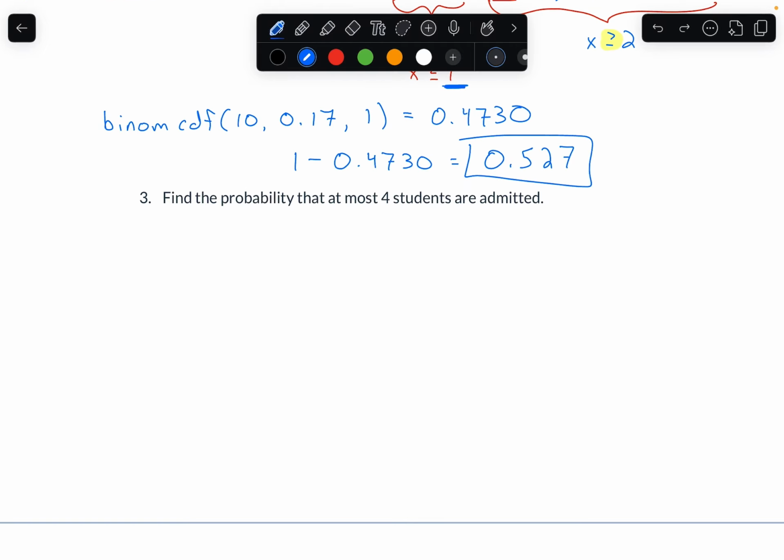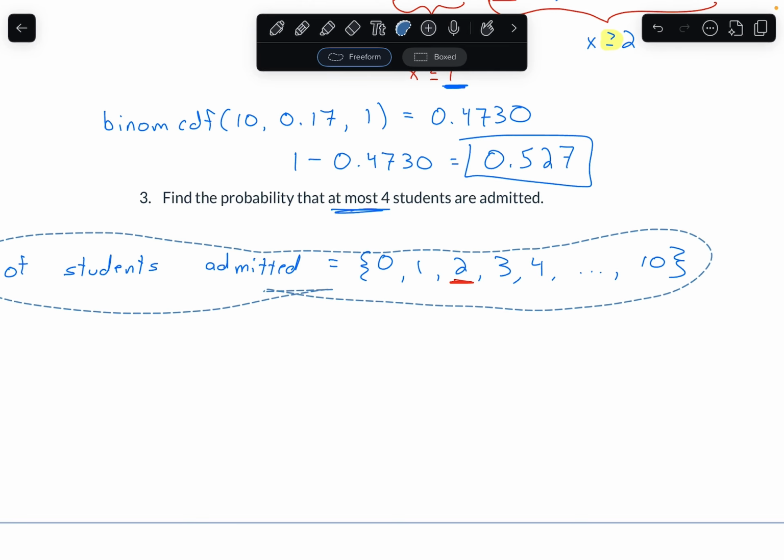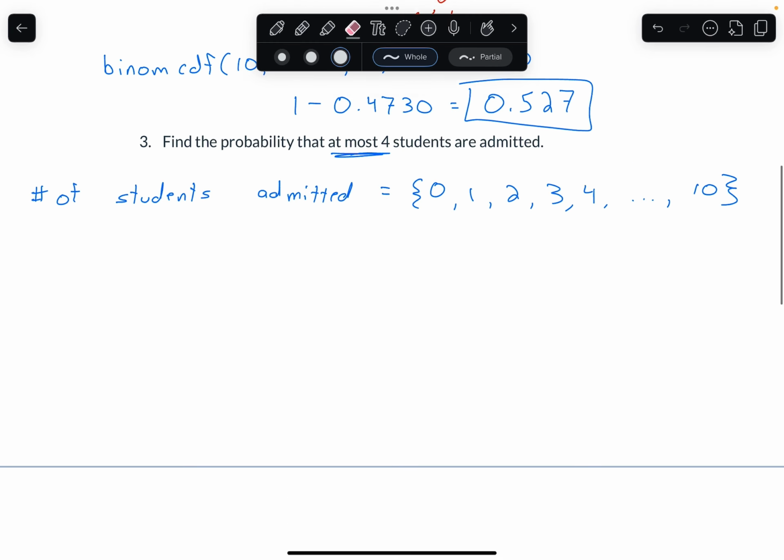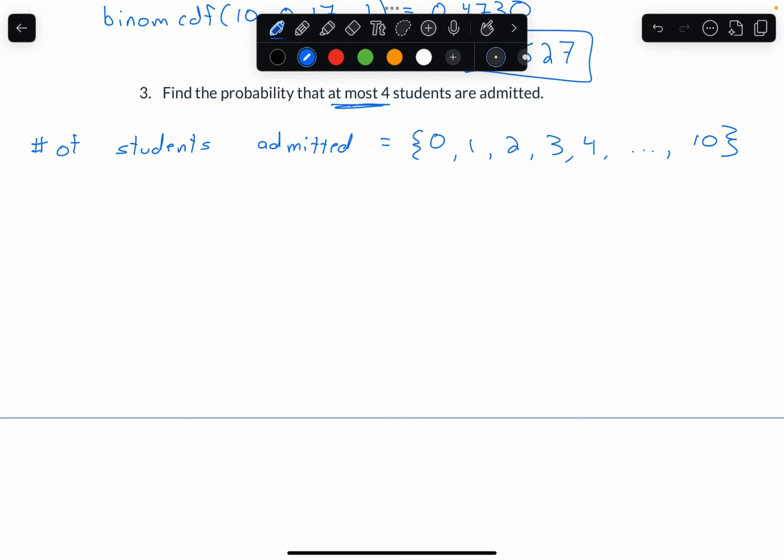Number 3 says, find the probability that at most 4 students are admitted. So again, I want to think about the sample space. I'm just going to copy and paste this down here so that we have it in front of us. So when we say at most 4 students, 4 is the most we can have. We can't have more than 4. So you could have 4. So 4 is going to be included in this. And if we say at most 4, well, we can't have more than 4, but we could have less than 4. So you could have 3, you could have 2, you could have 1, you could have 0. We're looking at this set right here.